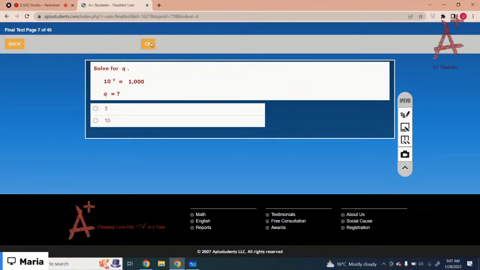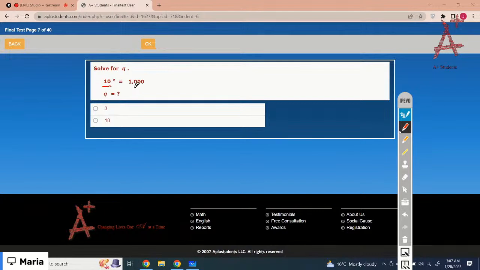Okay, the next one is solve for q. You have to solve the equation for q. On the right-hand side of the equation, you have 10 exponent q, and here you have 1000. That means you have to write it down with exponent 10, because the bases must be the same.